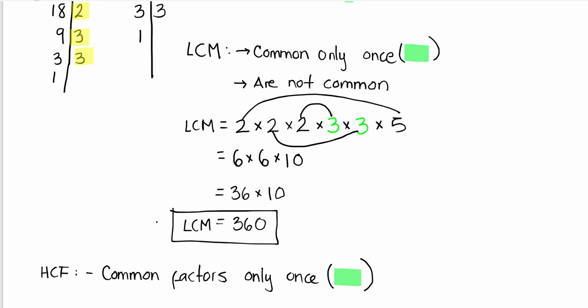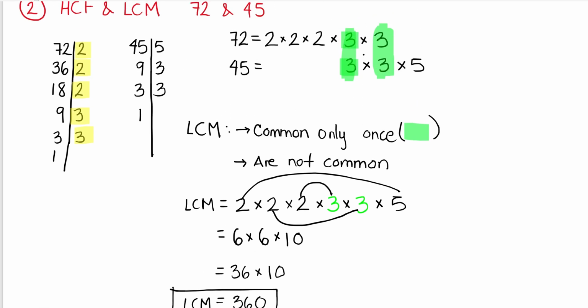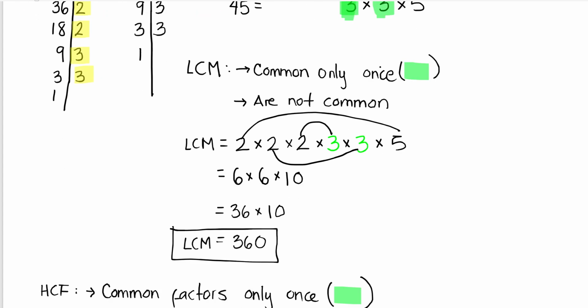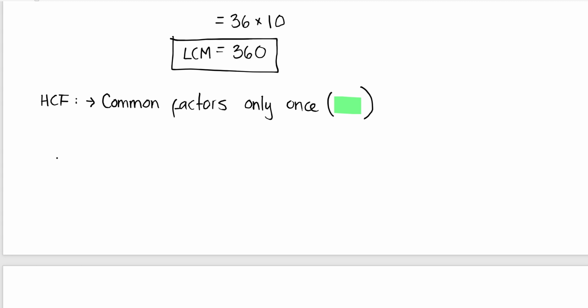So as you can see, we're only going to select these ones, common factors only once. So if I go here, I can see that the common ones are this 3 and this 3. Agree? So I'm just going to go down here and say highest common factor is equal to 3 times 3, which is equal to 9. And that's our answer. So the highest common factor of both numbers is 9.